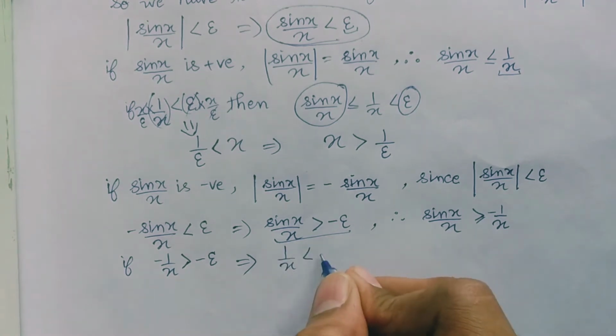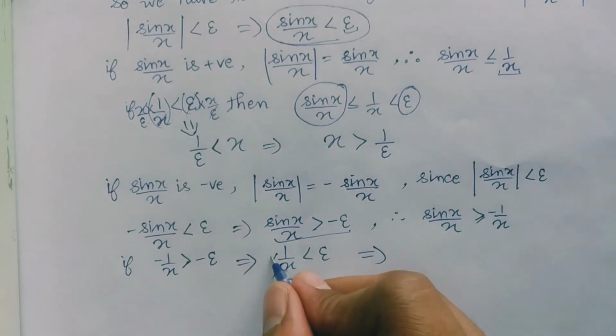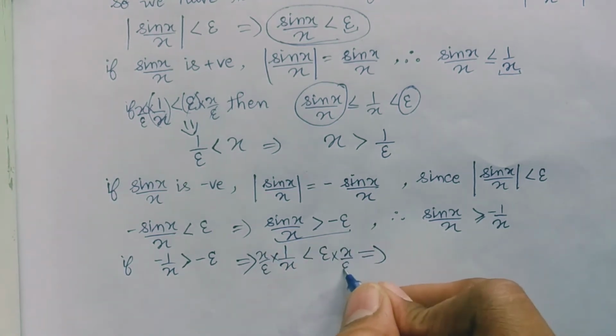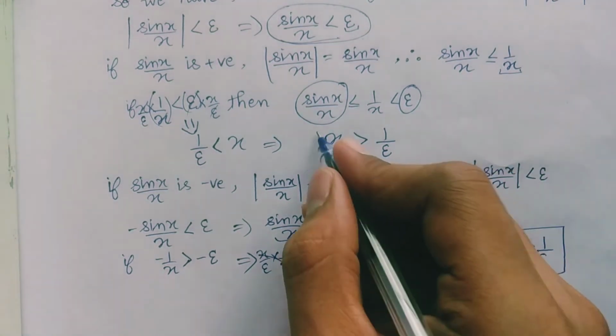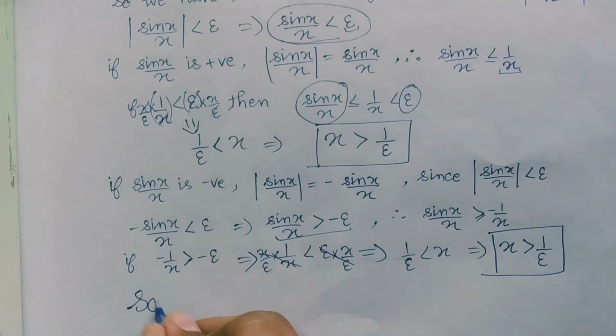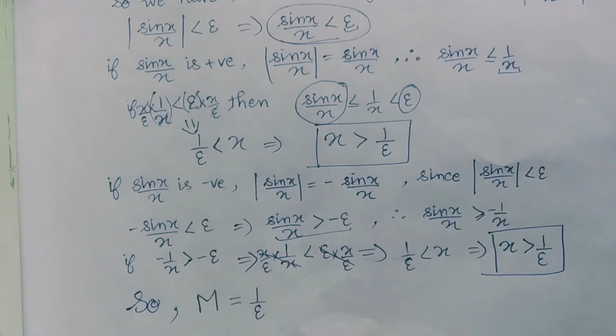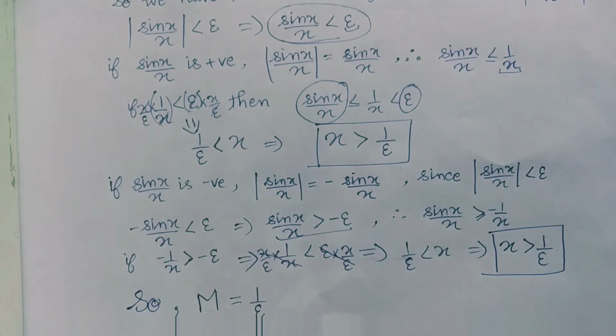We will get 1 by x less than epsilon. Now multiply both sides by x by epsilon. This will give x greater than 1 by epsilon. This is the same as what we got previously. So from this we can take an assumption that M is equal to 1 by epsilon. Now we will prove this.